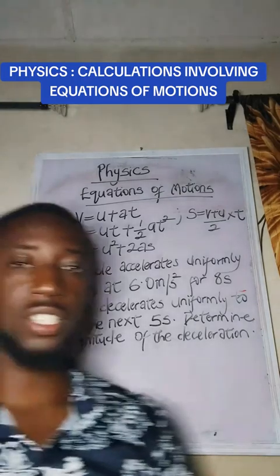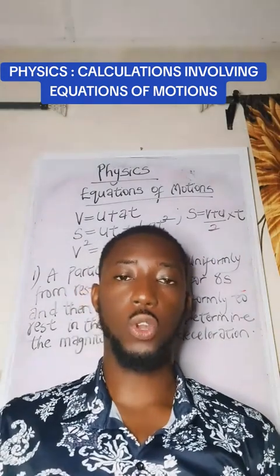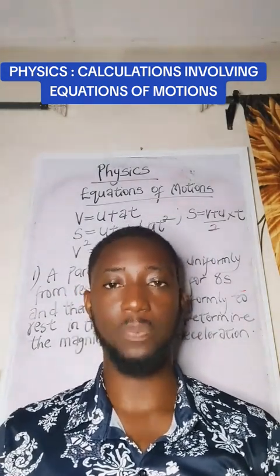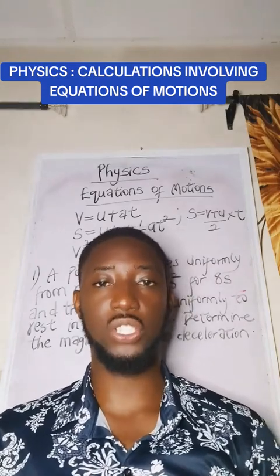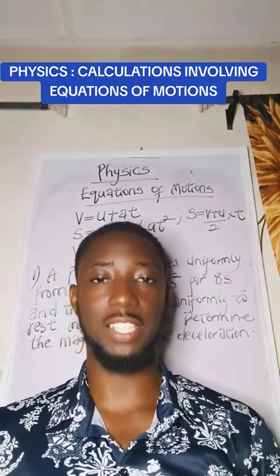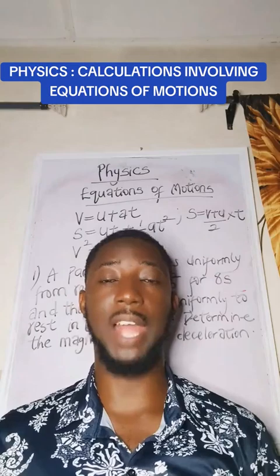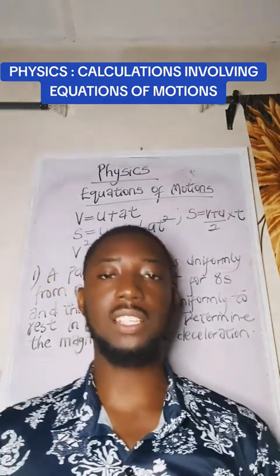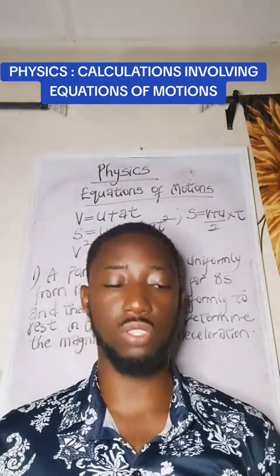V represents your final velocity. U represents your initial velocity. A represents your acceleration, T represents time, and S represents distance. We all remember them and their units. So now there are some things to note.